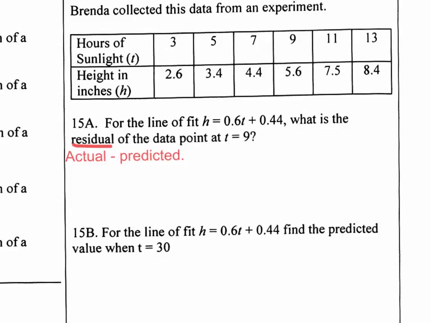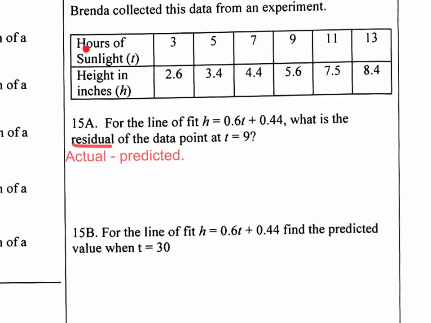Residual is actual minus predicted. So how are we going to get the actual data? You go to your data table, and it says you want your actual data at t equals 9, and you want to subtract your predicted data when the 9 hours happen according to your line of best fit. So let's start with the actual. You go to the hours and you go to 9, and you're going to be looking at this coordinate right here. The actual data at 9 hours, this plant grew 5.6 inches, or was 5.6 inches tall.